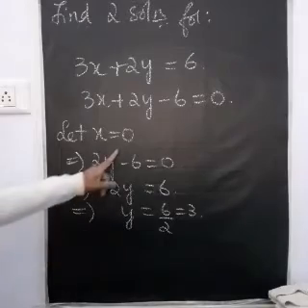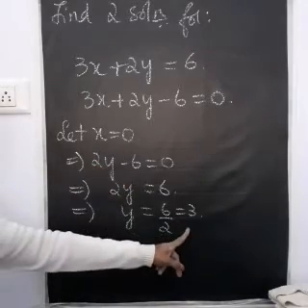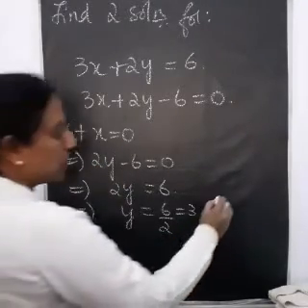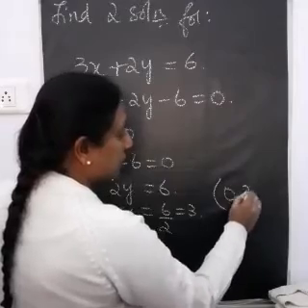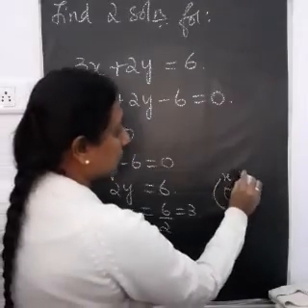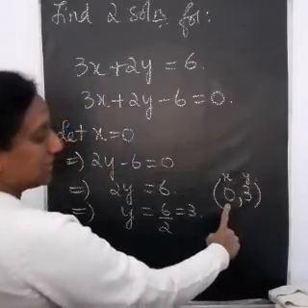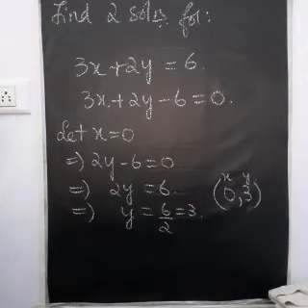So when x is 0, the value of y is 3. That is one solution set for this equation: x is 0, y is 3. Always write the x term first and then the y term.